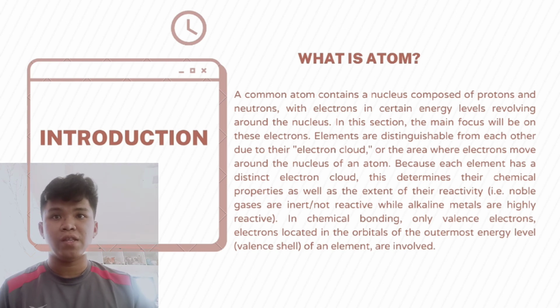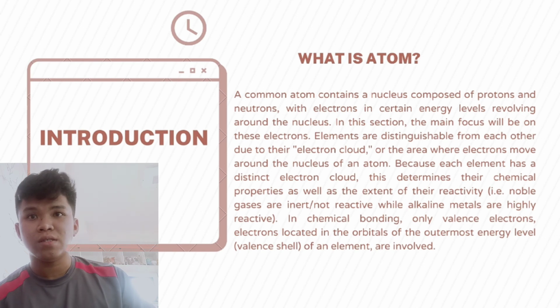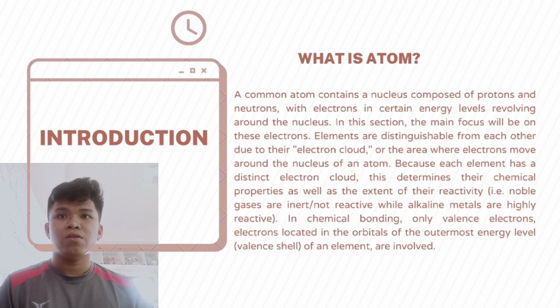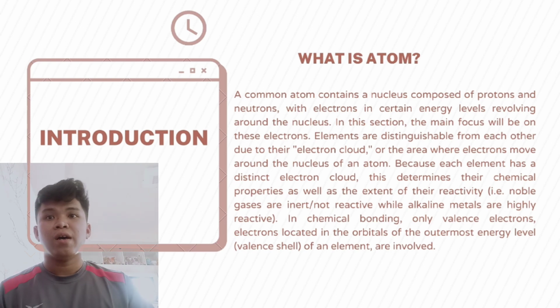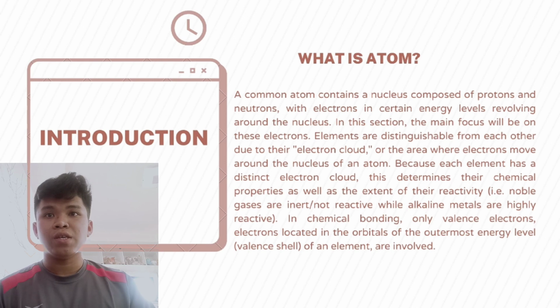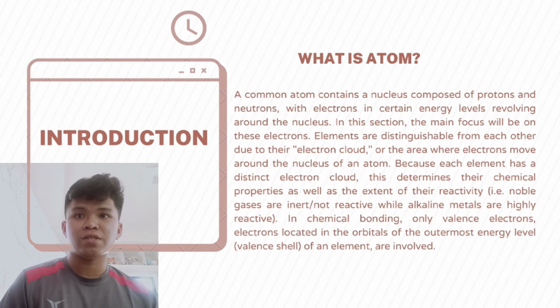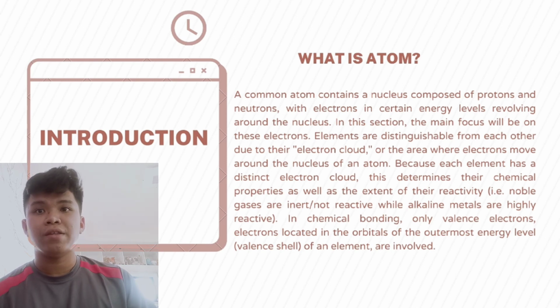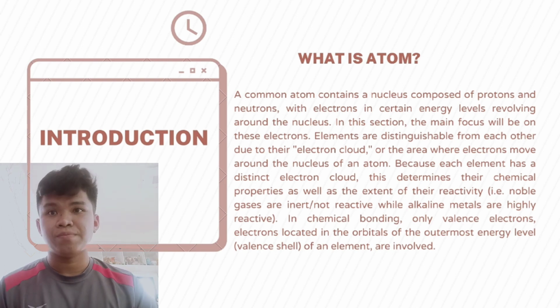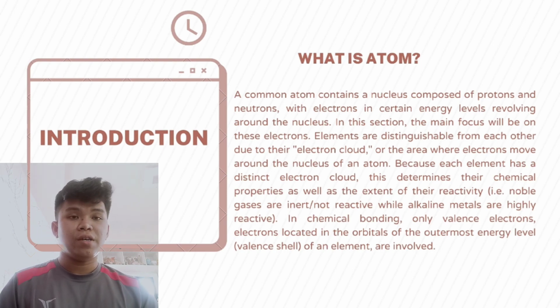extent of their reactivity. The noble gases are inert, or not reactive, while alkali metals are highly reactive. In chemical bonding, only valence electrons, or the electrons located in the orbitals of the utmost energy level, what we call the valence shell of an element, are involved.